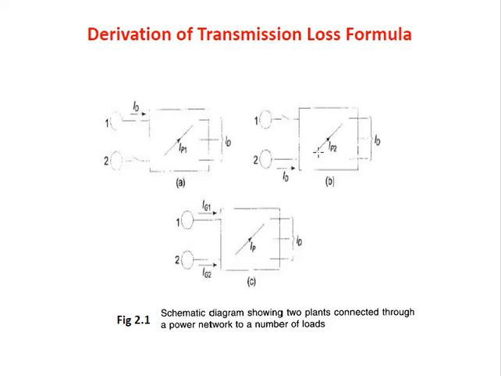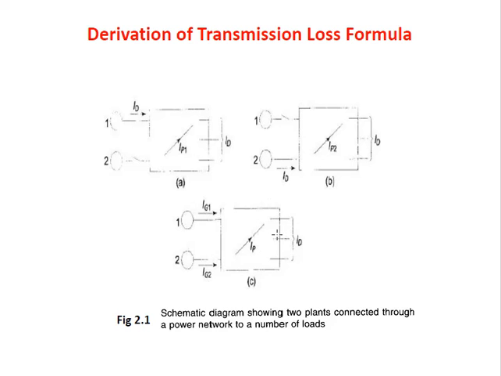From figure 2.1b, we can conclude that generating station 2 is on and generating station 1 is open, that is off. So the required load current ID is supplied by generating station 2. The network current here is indicated with IP2. So this is case 2.